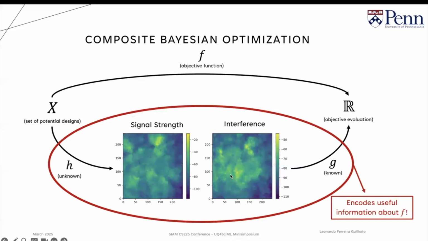In particular, this example shows a function space that is the space of continuous functions from R2 to R2. The input spaces are 2 because we have over here a map that is in 2 dimensions, and the output spaces also are 2 because we predict 2 quantities, the signal strength and the interference.